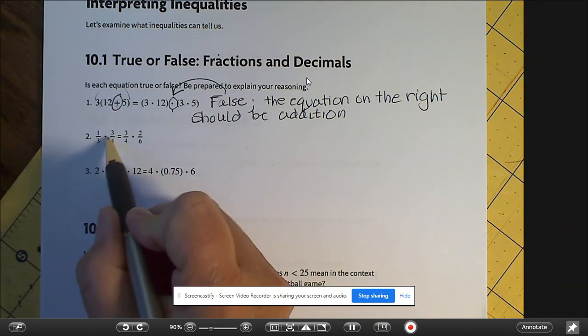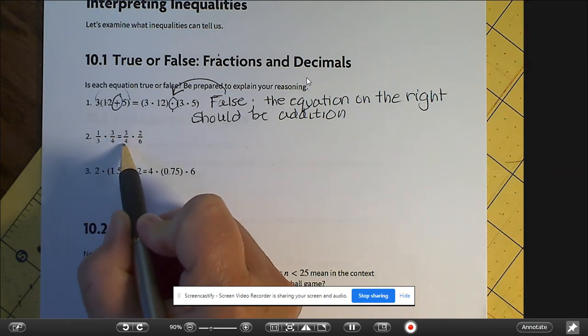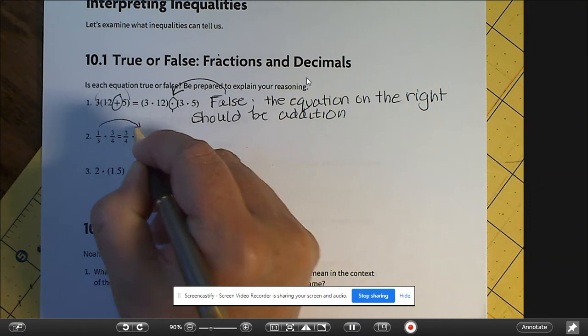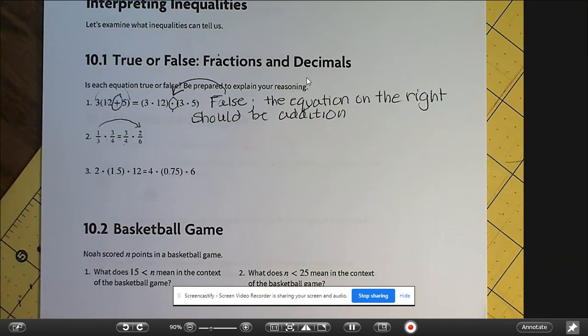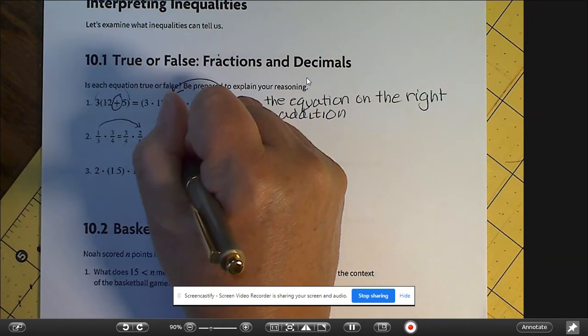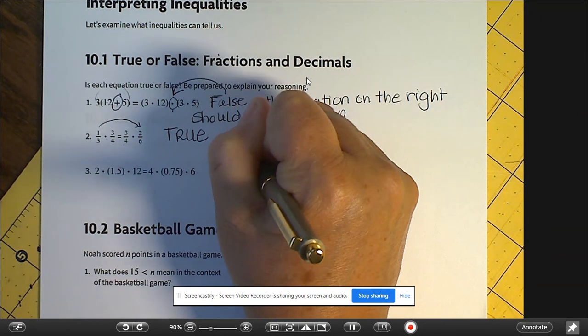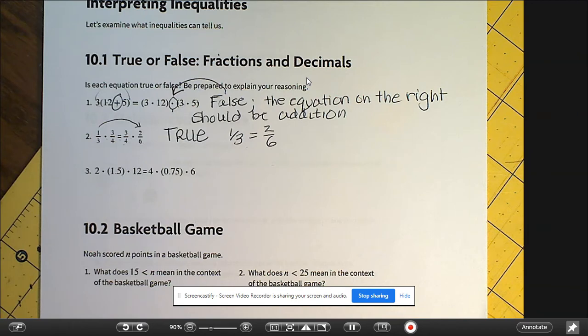1/3 times 3/4 is equal to 3/4 times 2/6. Well, 1/3 and 2/6 are equivalent fractions, so that is true, because 1/3 is equal to 2/6.